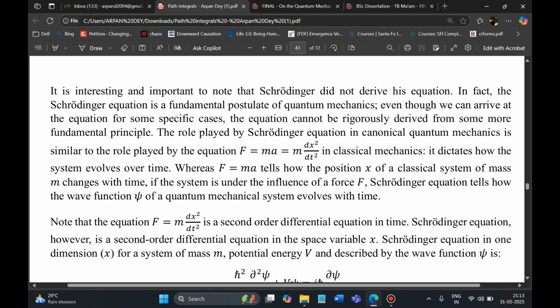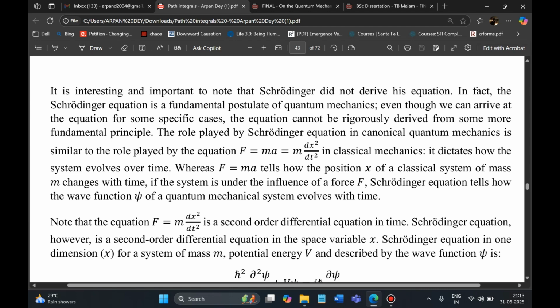Now, it's interesting and important to note that Schrodinger did not derive his equation. In fact, the Schrodinger equation is a fundamental postulate of quantum mechanics. Even though we can arrive at the equation for some specific cases, the equation cannot be rigorously derived from some more fundamental principle. The role played by the Schrodinger equation in canonical quantum mechanics is similar to the role played by the equation F equals ma in classical mechanics. It dictates how the system evolves over time, whereas F equals ma tells how the position x of a classical system of mass m changes with time. Schrodinger's equation tells how the wave function of a quantum mechanical system evolves with time.